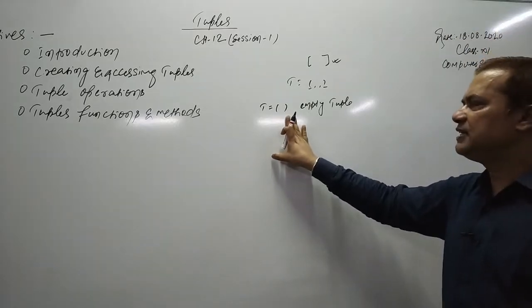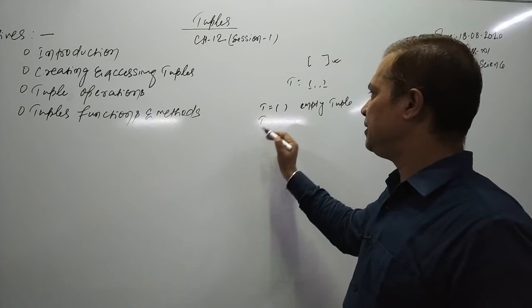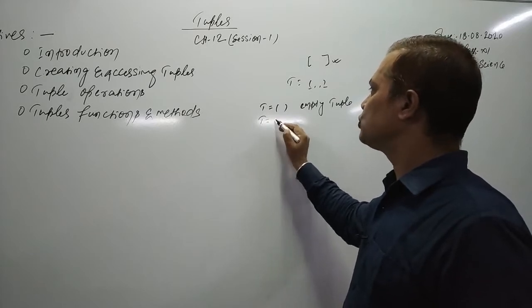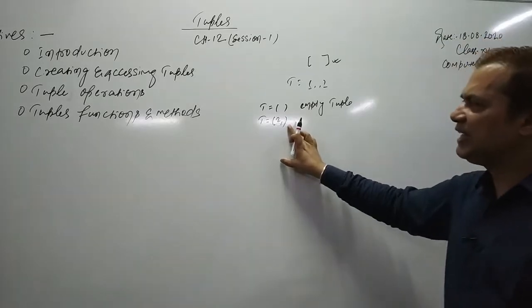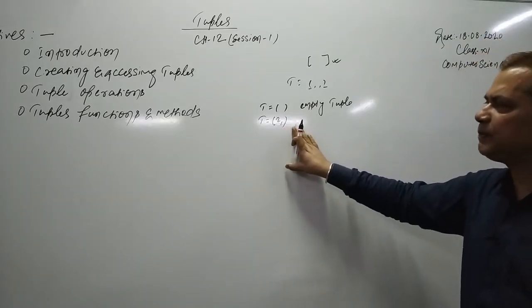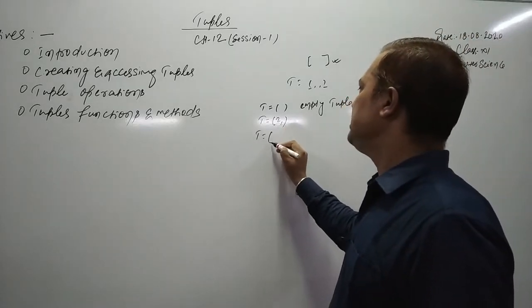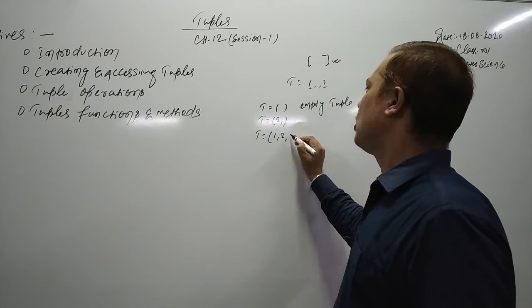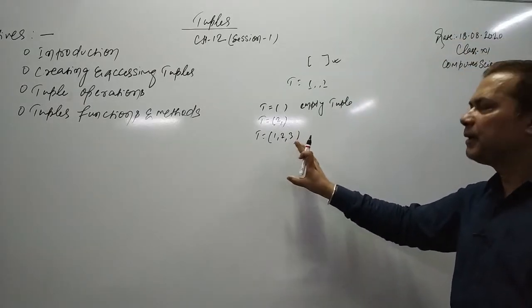Since no element is there, if you want to store an element, and if it is a single element, mind it, then you have to store it like 2 comma. If it is a single element you want to store, this is the way to initialize a tuple with a single element. If it is more than one element, you can say t equal to 1 comma 2 comma 3. Now there is no need to mention the comma after 3, because now there is more than one element.